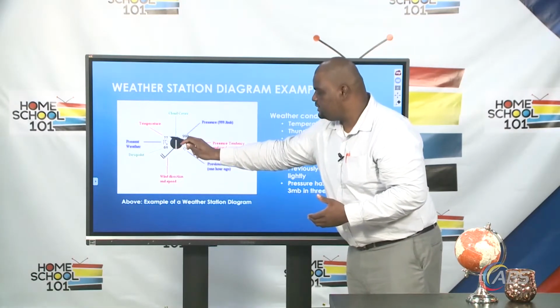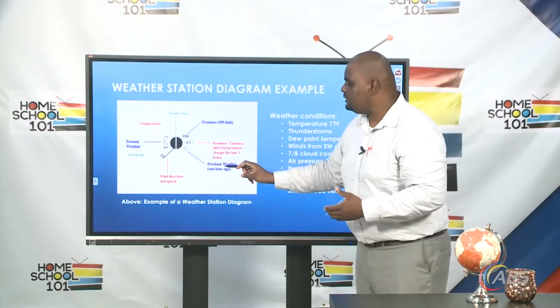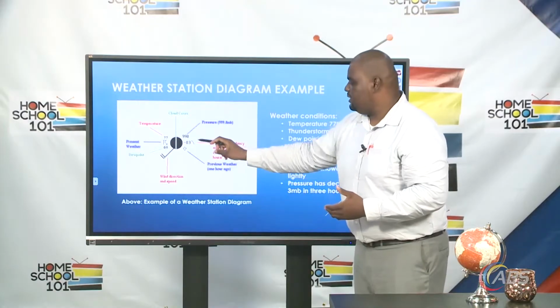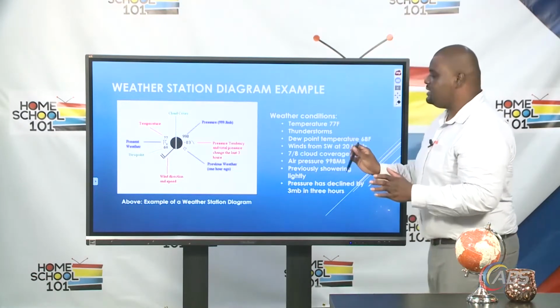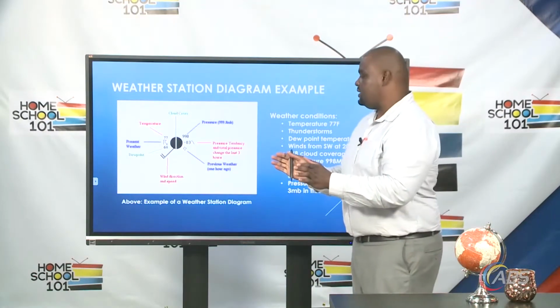So the present weather, there's thunderstorms, but no showers. Previously, there was a little bit in terms of shower activity. And the trend was that the air pressure has been falling. So in this case, a tropical depression is probably making its way towards that location.